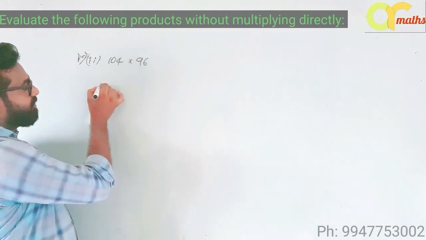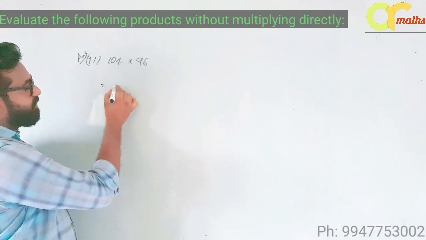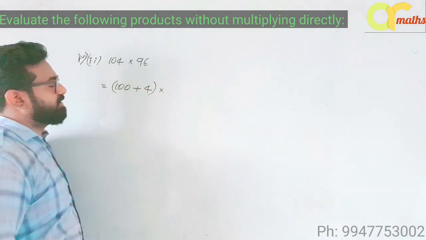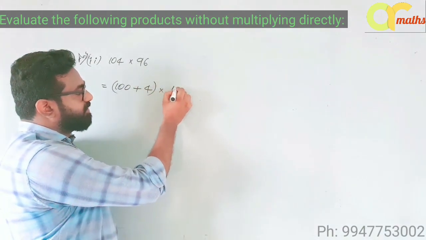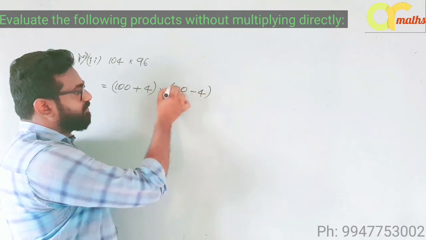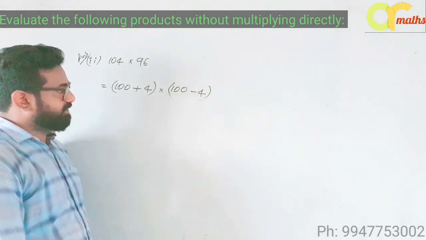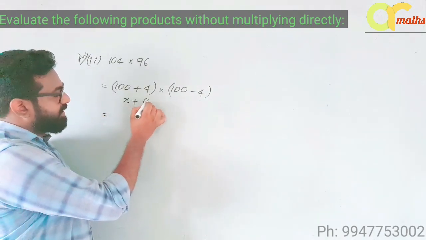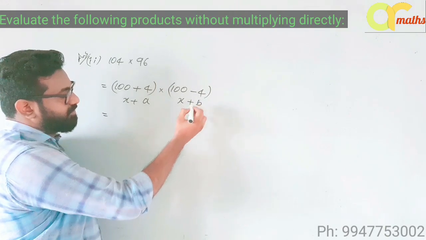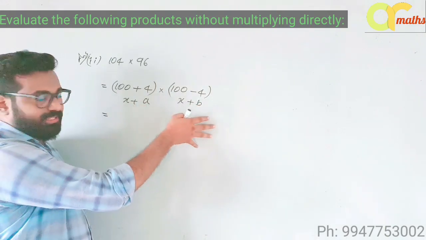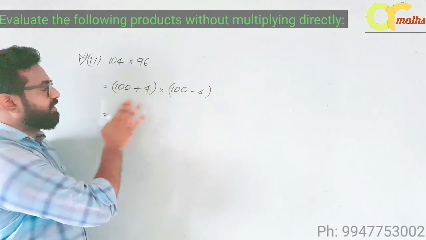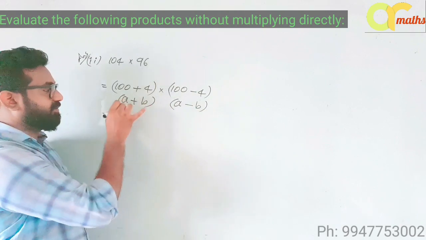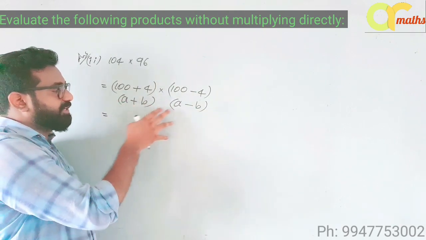So here, how to write 104? That is 100 plus 4. And 96 is 100 minus 4, or 90 plus 6. Okay, is it in the form of x plus a into x plus b? No, it is not. It is in the form of a plus b into a minus b.